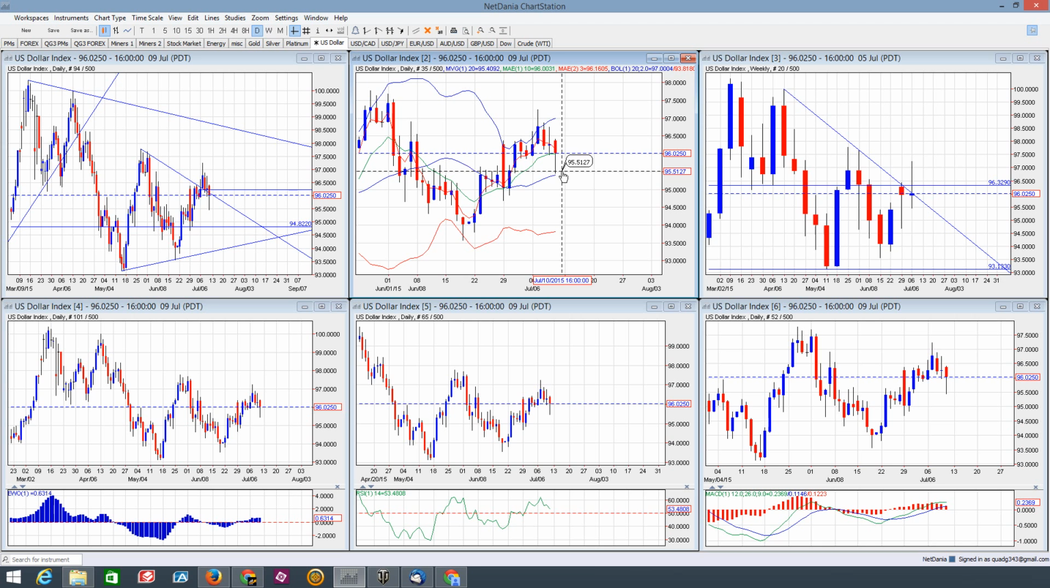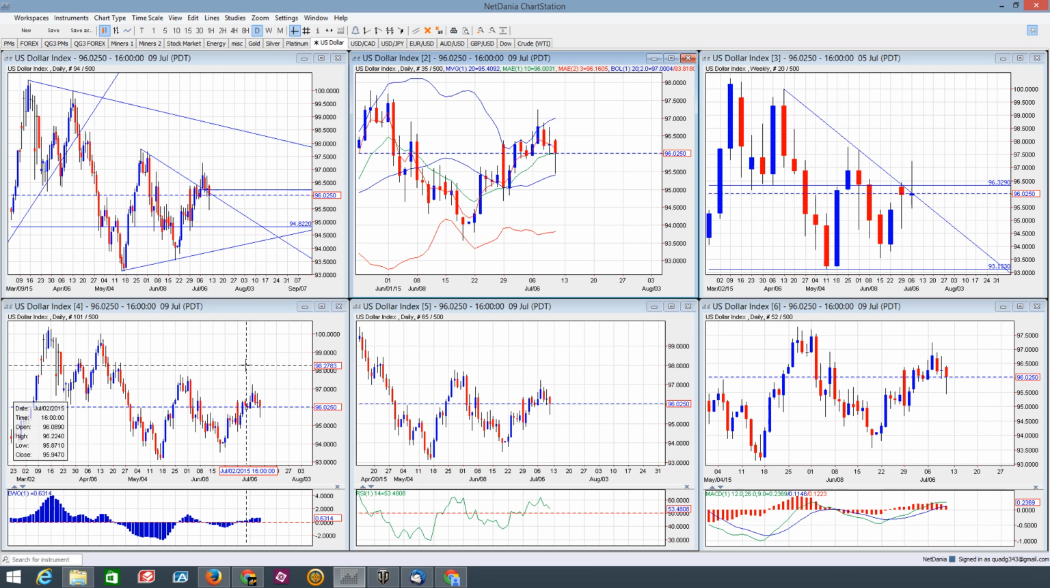US dollar on the weekly, we do get what looks like an inverted hammer candle here, with a spike above and then retreat back to where it opened up the week. So that's bearish, and that does set a key top, a tradable top, at the high of 97.23.